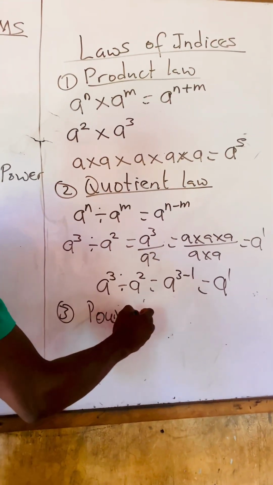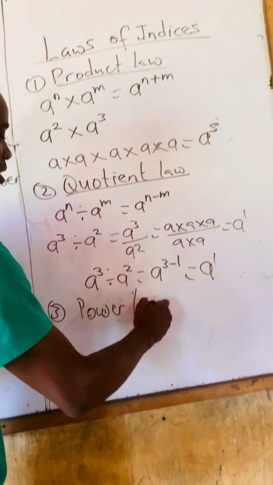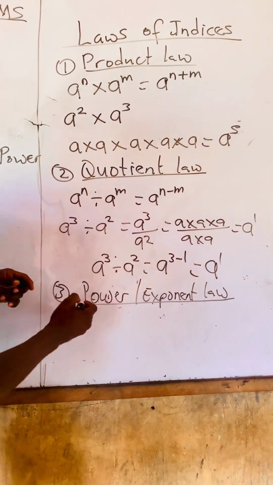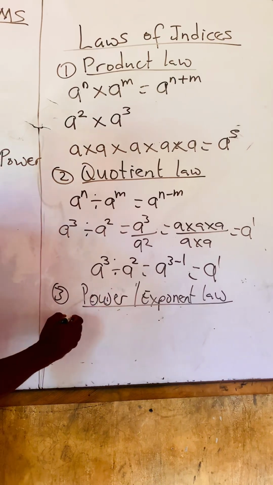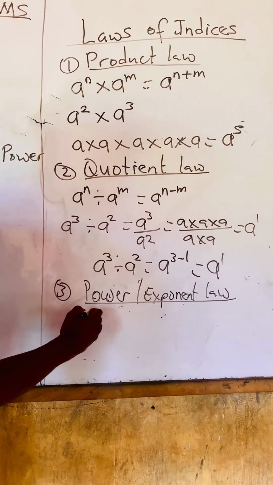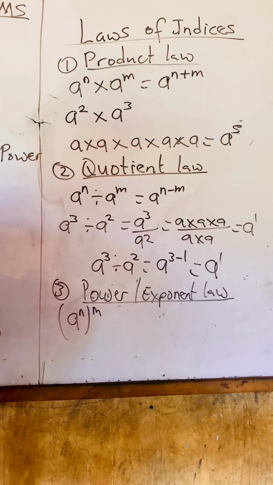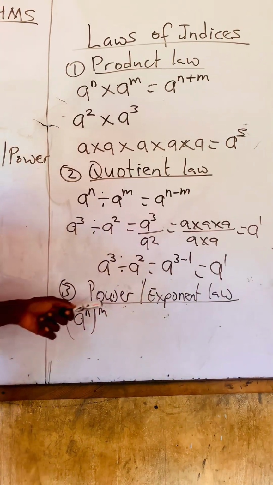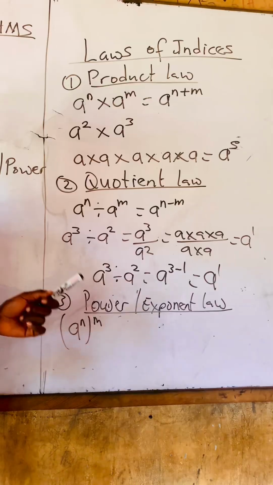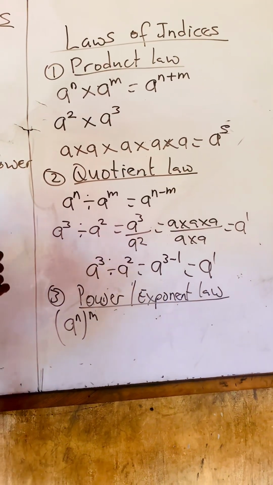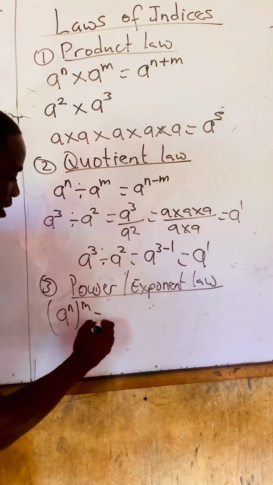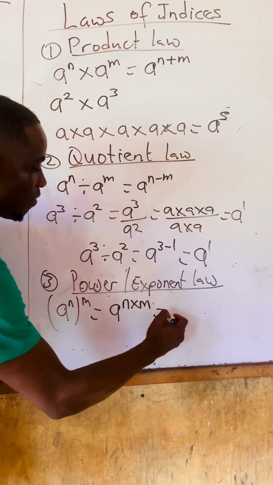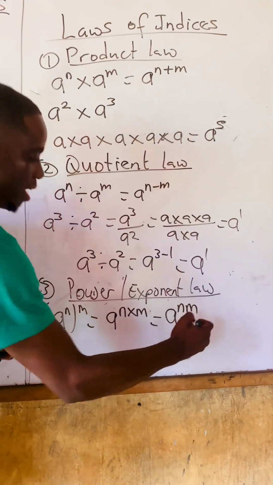Now the third one, we have what we call the power law, or you can also call it the exponent law. Now with this exponent law, let me give you an example. If you have a raised to the power n, then bracket close, raised to the power m, what do we do? We normally multiply the exponents together. So we are going to get a raised to the power n times m, which will give us a raised to the power nm.